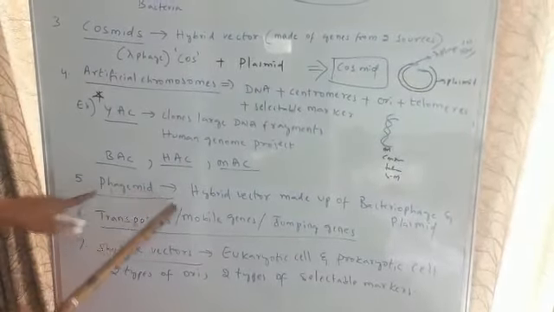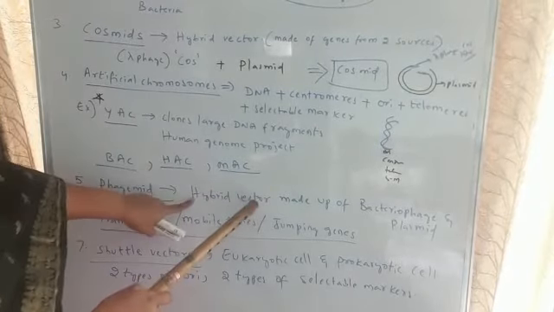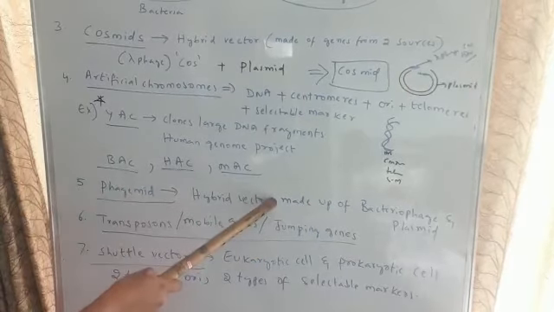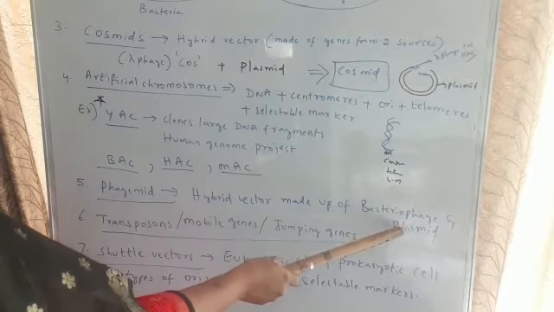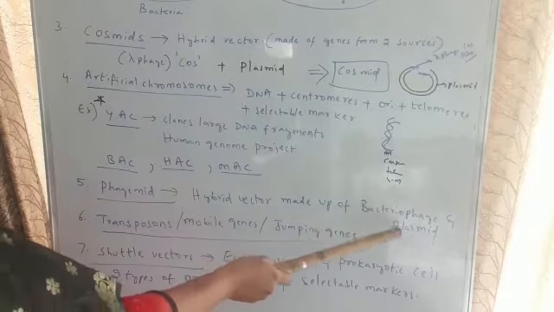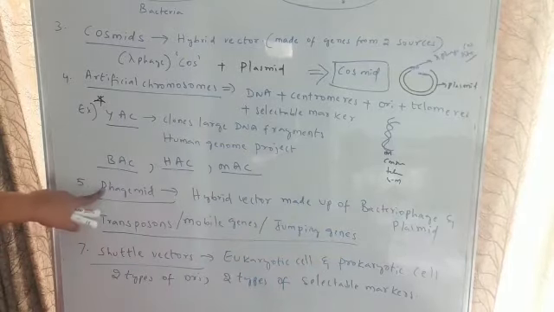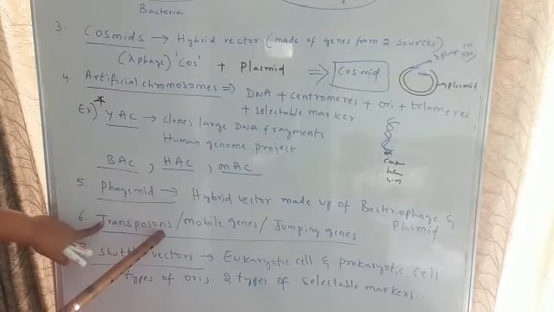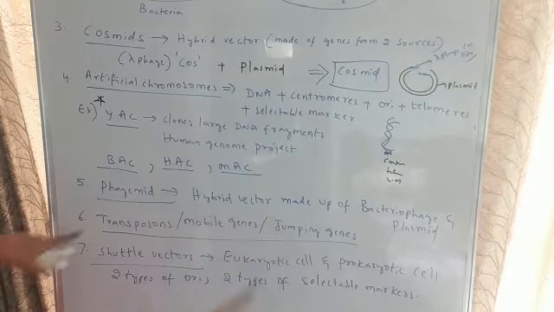Right. Now here phagemid is again a hybrid vector. It is also made up of genes from two sources. The first source is bacteriophage DNA, and along with that plasmid DNA. So a bacteriophage DNA is attached with the plasmid DNA, and what is formed is phagemid. Right. The next type of cloning vector which we use is transposons or mobile genes or jumping genes.